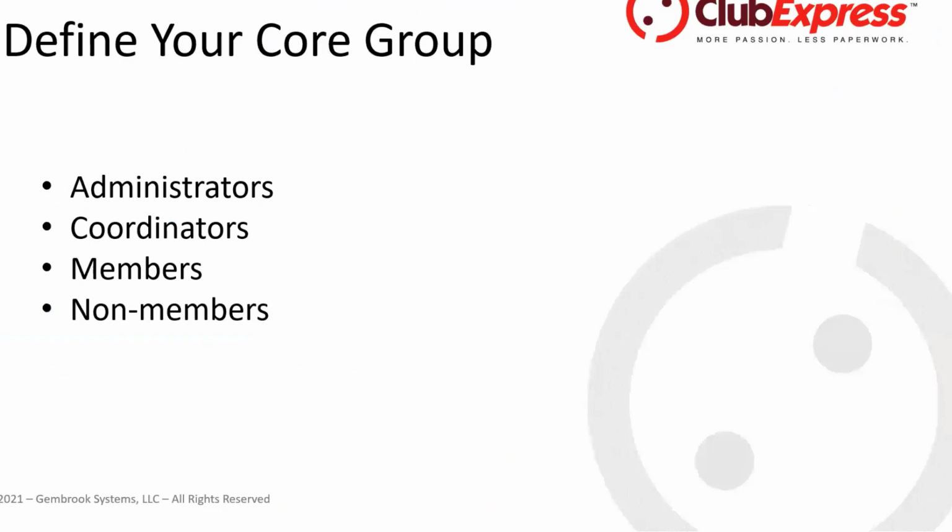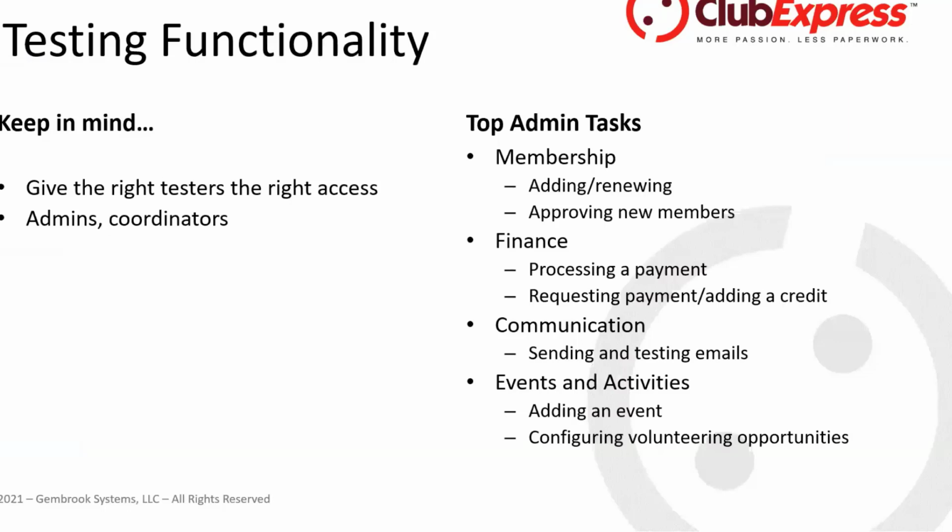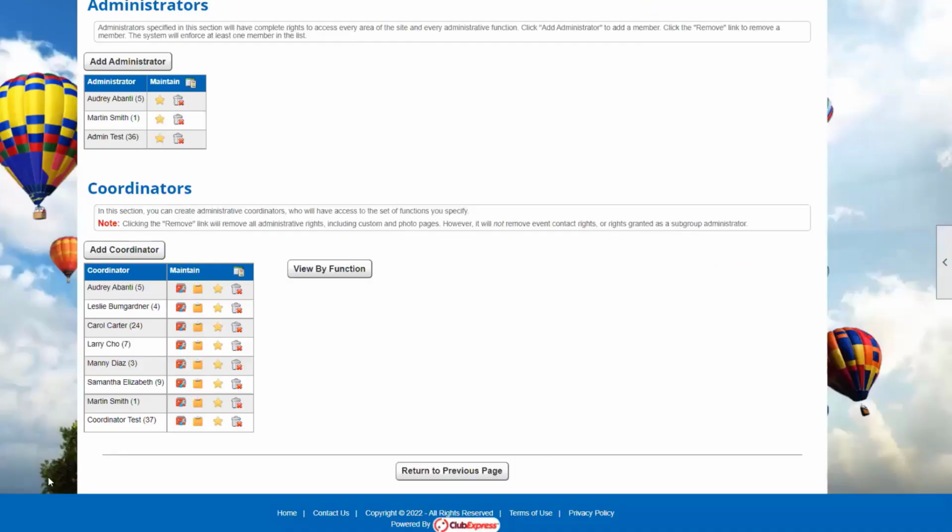So once you've defined your core group of testers, the next thing that you need to do is develop your testing parameters. So we're going to talk about 3 basic parameters that you should be testing: your functionality, your navigation, and your user interface. So when you are testing functionality, you want to make sure that each group of testers can access the tasks that they're meant to do on your website. So that goes back to setting up those administrators and coordinators.